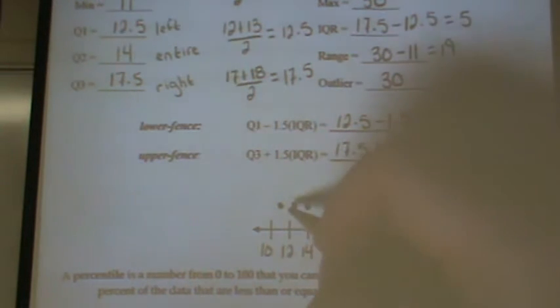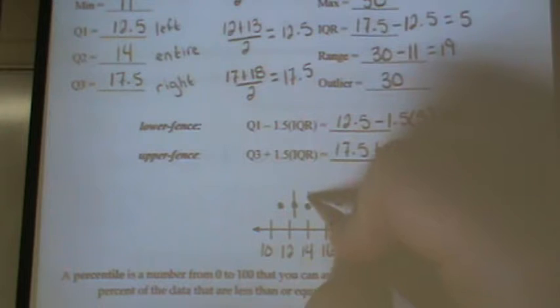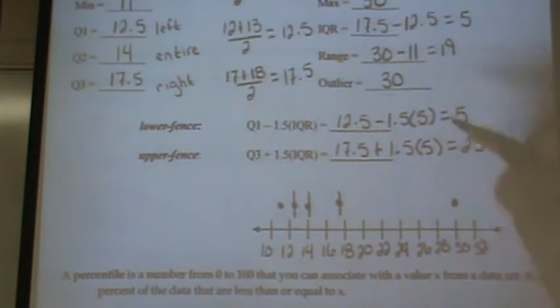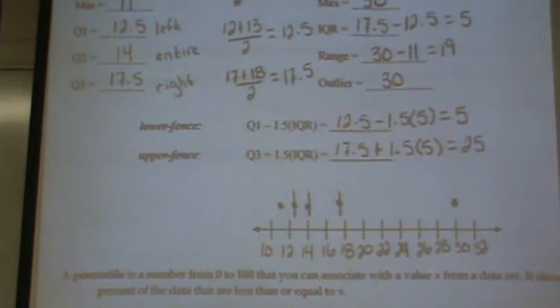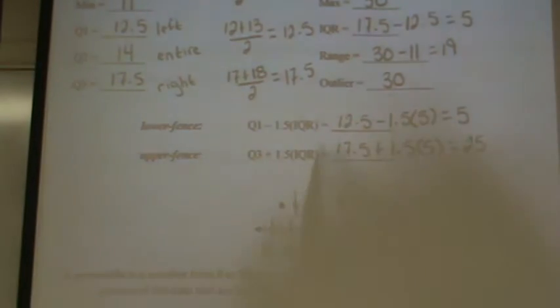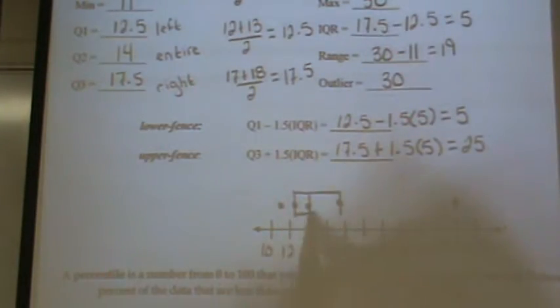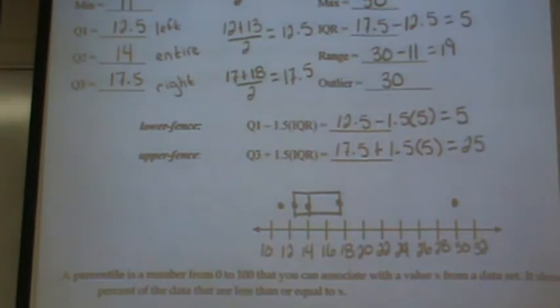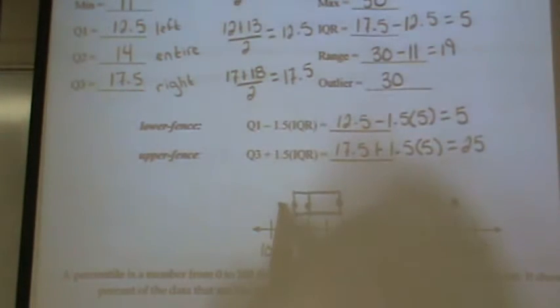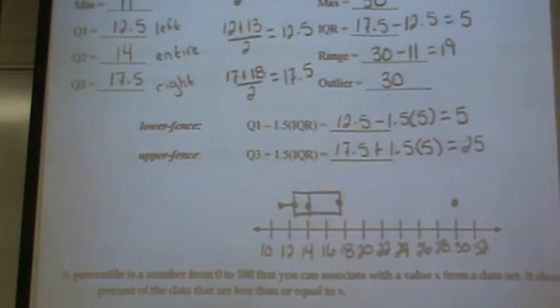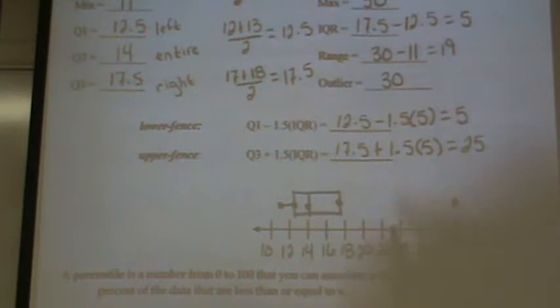So remember, at your Q1 value, your Q2 value, and your Q3 value, you have vertical lines to draw your box plot. And then you connect them to make the box. And then you're connecting your smallest value with your Q1, and then your Q3 with your maximum value.